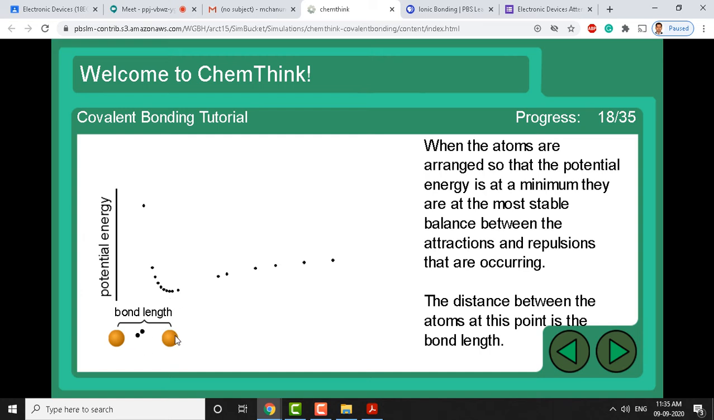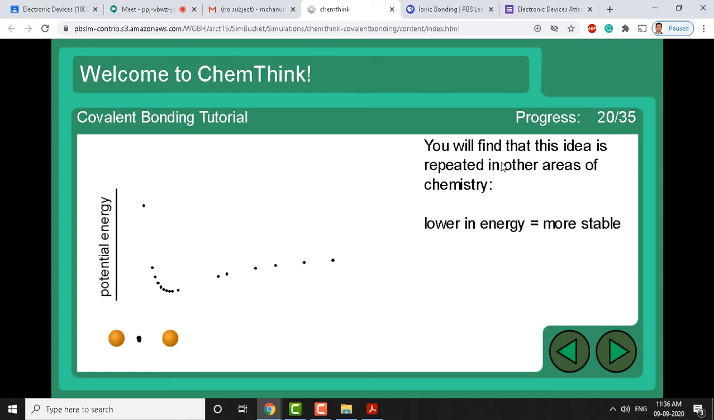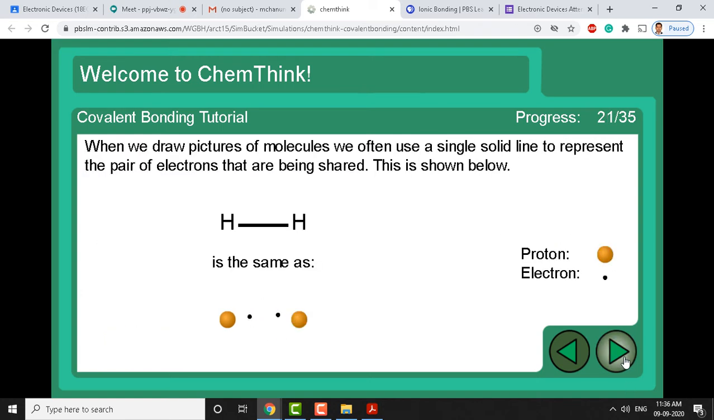If you bring the atoms even closer, as we saw in the experiment, the potential energy keeps increasing because the protons here get repelled from the protons there. So the point where the atoms are lowest in potential energy is where they are most stable. That's what we have seen. In other words, they are more stable when they are bonded together than when they are apart from each other. You will find this idea repeated in other areas of chemistry as well: lower in energy is more stable. That's the observation we made here.